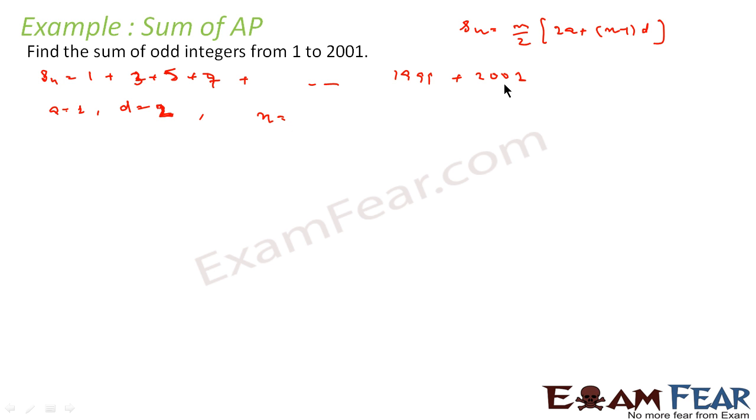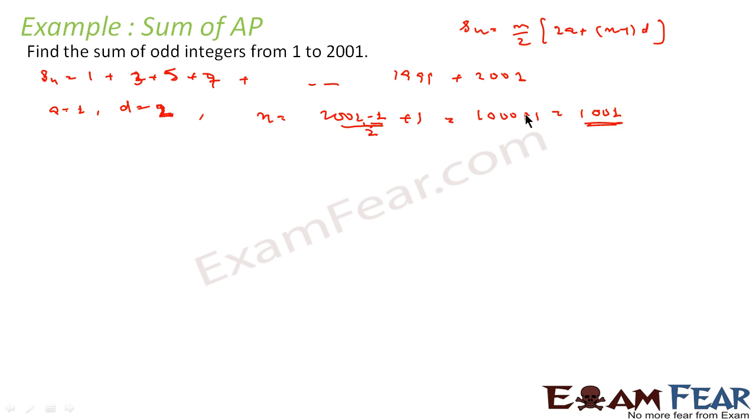n is nothing but 2001 minus 1 by 2 plus 1. That is last term minus first term divided by 2, plus 1. So that becomes 1000 plus 1, that is 1001. This is the value of n. n is nothing but last term minus first term divided by 2 plus 1.